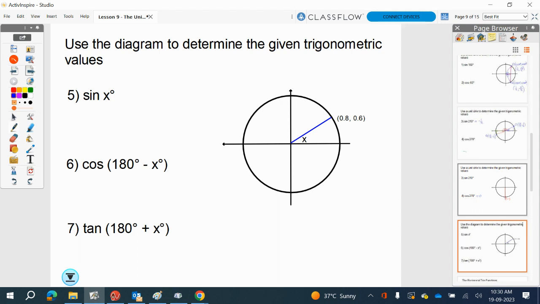The cosine of this angle is equal to the cosine. No, always rotating that way. This one right here. This is sine of.